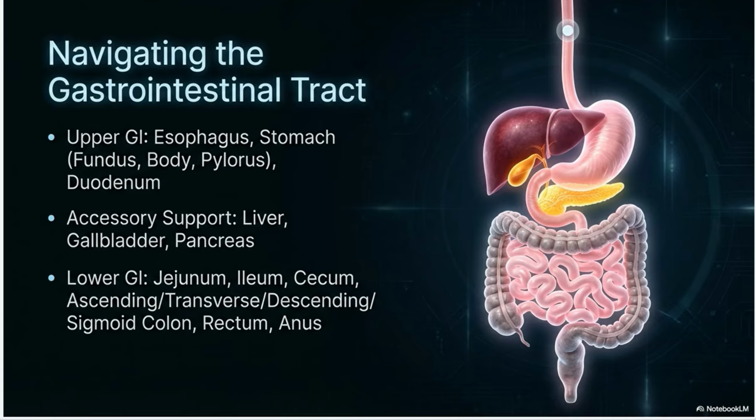Another interesting fact about the GI tract is that it contains its own nervous system called the enteric nervous system, sometimes referred to as the body's second brain. This network of neurons helps regulate digestion independently of the central nervous system. When surgeons operate in the abdomen, they must carefully identify each of these anatomical regions to avoid damaging nearby organs and blood vessels. Accurate anatomical orientation is essential for safe surgical procedures.